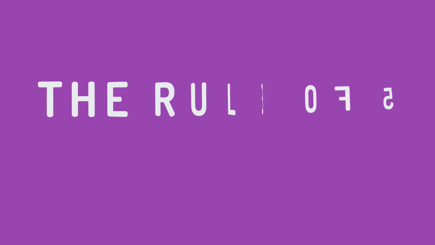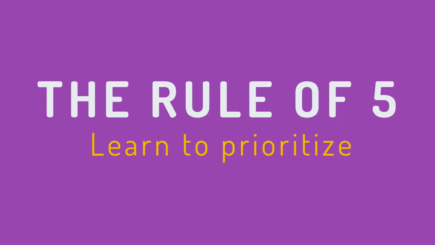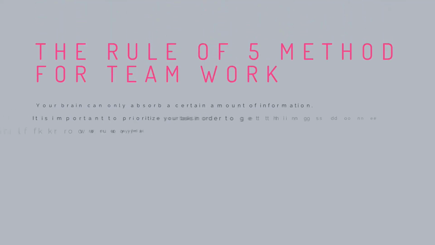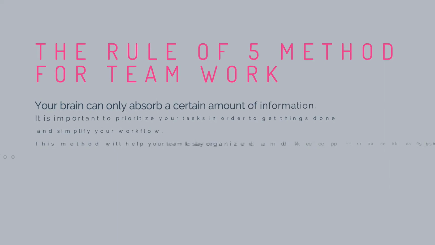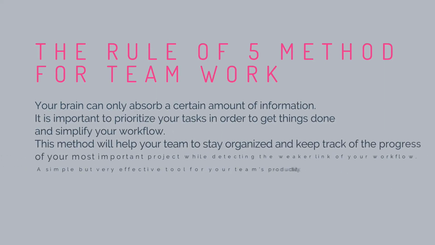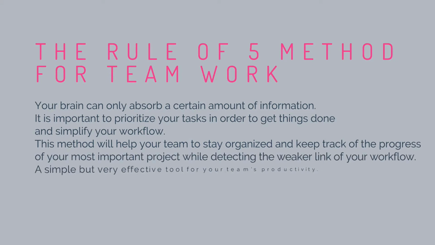The rule of 5 method for teamwork. If you're working with a team, this method is really effective. Your brain can only absorb a certain amount of information. So it is important to prioritize your tasks in order to get things done and simplify your workflow. This method will help your team to stay organized and keep track of the progress of your most important projects while detecting the weaker link of your workflow. A simple but very effective tool for your team's productivity that you can include today in your team workflow.